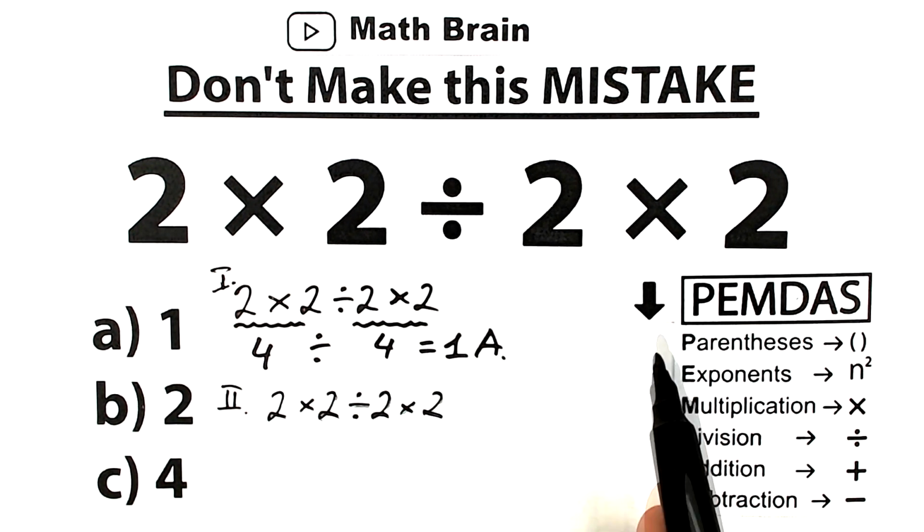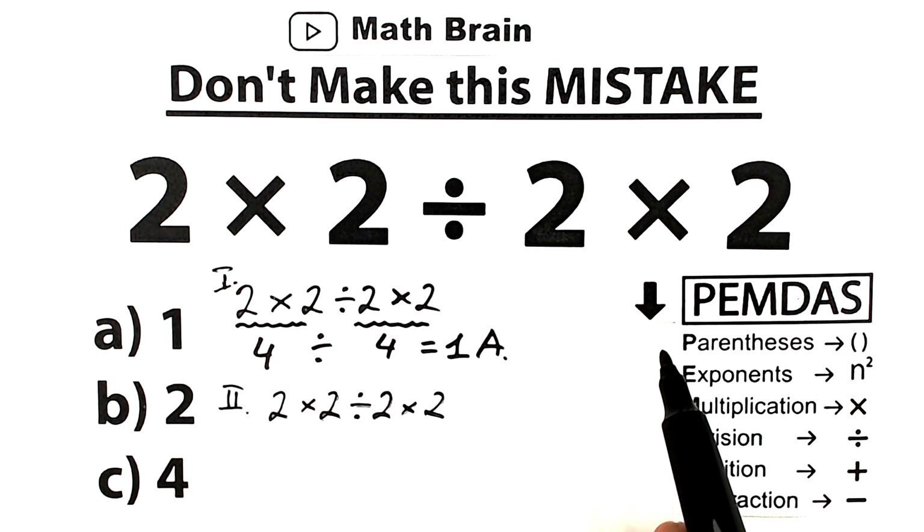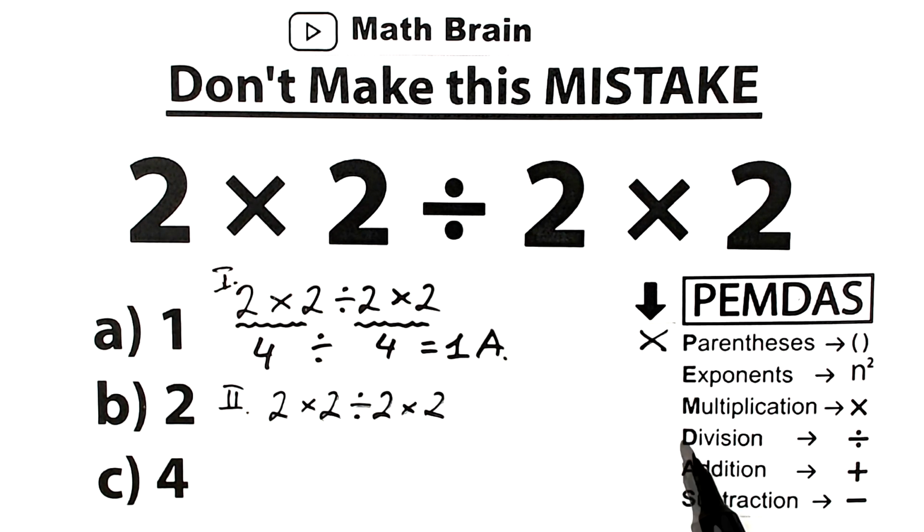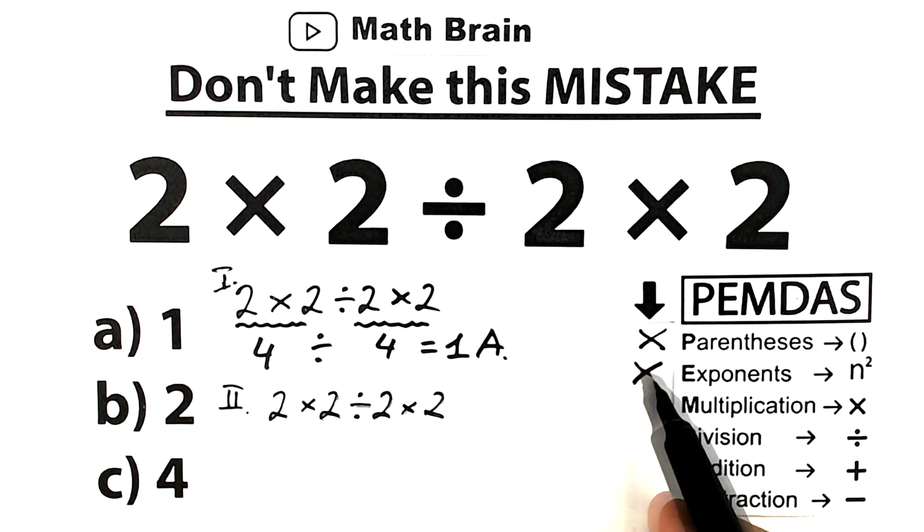So right now let's go through the steps, from the top to the bottom in a strict order. On the top the higher priority, on the bottom the lowest priority. First of all, parentheses. I don't see any parentheses, so we just skip this part. What about exponents, squares, cubes? We don't have any, like 2 to the 4th or 2 to the 5th power, so we skip this part.